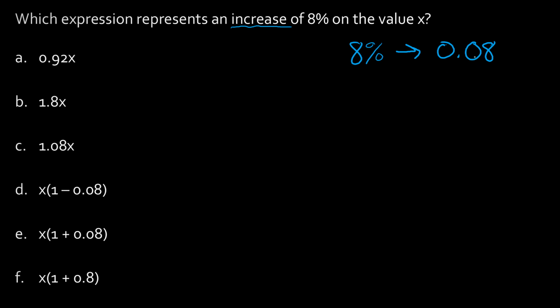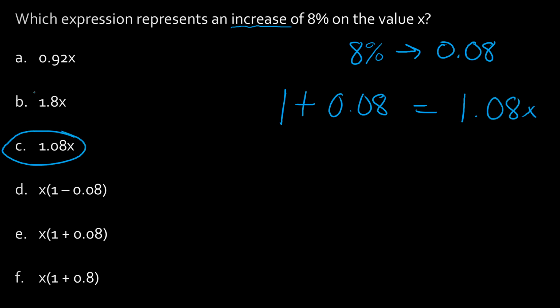Okay, so since I'm increasing, I'm going to add this to 1. So I have 1 plus 0.08, which gives me 1.08, and then I'm going to put an x, which looks like this one. So all of these can't be right.